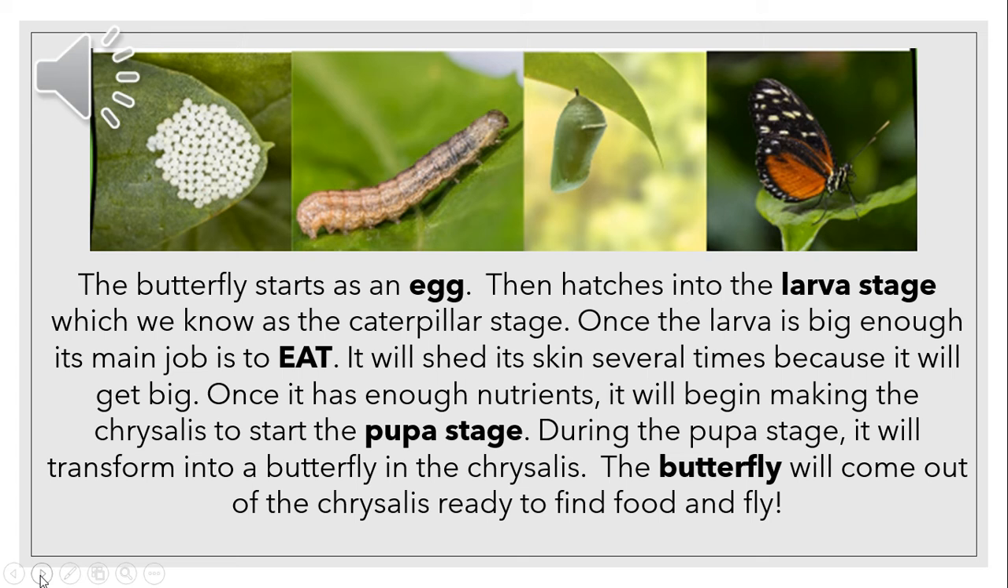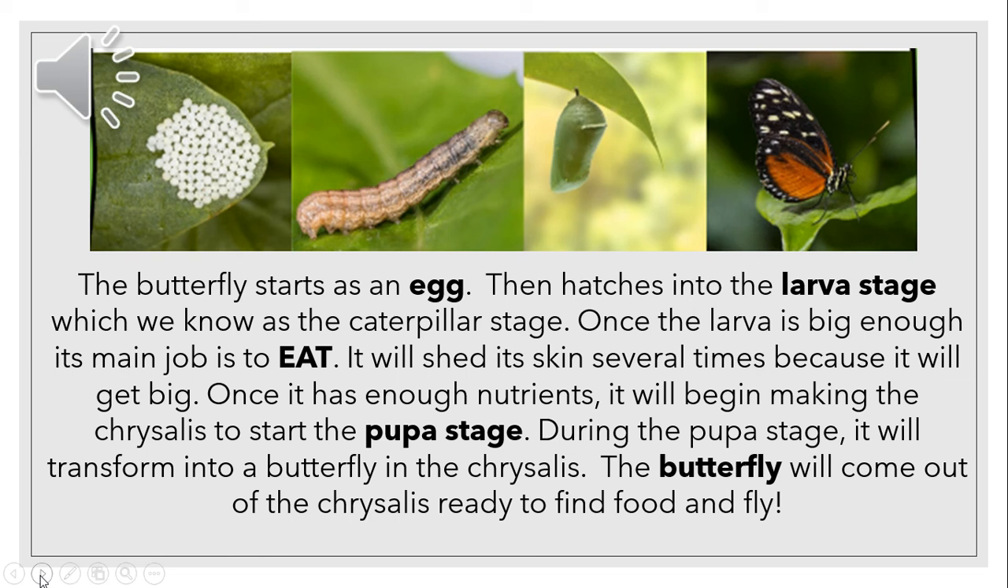That's just like us getting new clothes. Because we grow as a child to an adult. Do we still wear the same baby clothes? No, because we're getting bigger. We're eating those nutrients. We're eating healthy stuff to make us grow.